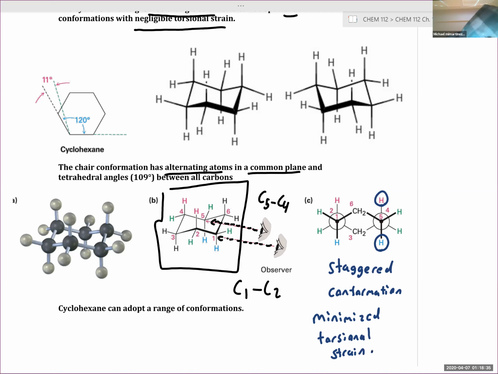So a nice little trick, whenever I'm unsure if I have a chair conformation, let me point this towards the camera. What I like to do is just stare at my molecule, and I always make sure that if I look down my carbon-carbon bonds, my hydrogens or my substituents are staggered. And the reason why it's staggered is all of our substituents, oh, sorry. Did someone have a question? Oh, so to answer the question, why is it staggered?